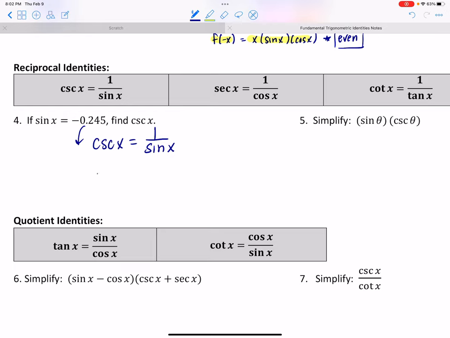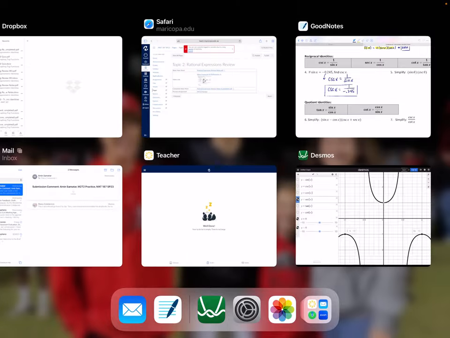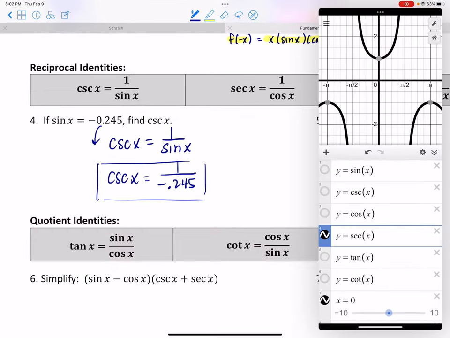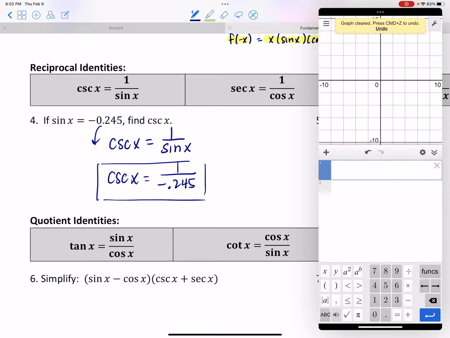So here we're going to say that the cosecant of our x is 1 over the negative 0.245. And that could be simplified, but I'm really not worried about that decimal approximation. It really isn't proper to leave a decimal in that fraction, but let's see. Can I get my calculator back in here? Mini version of my calculator. Delete all this, all my hard work.